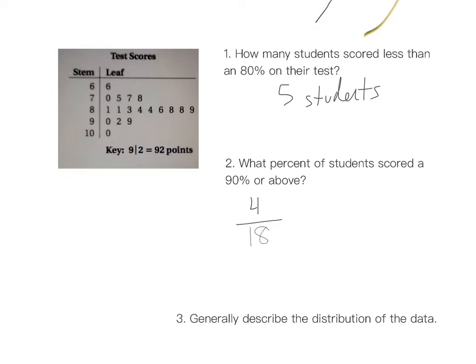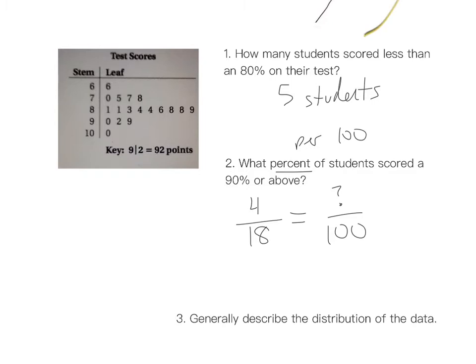But remember, percent means per 100. So this is a 4 per 18. I need it to be something per 100. So how do I get an 18 to be 100? Ooh, man, I don't know about that one. That one's kind of tough. I could reduce to 2 nines, but still.